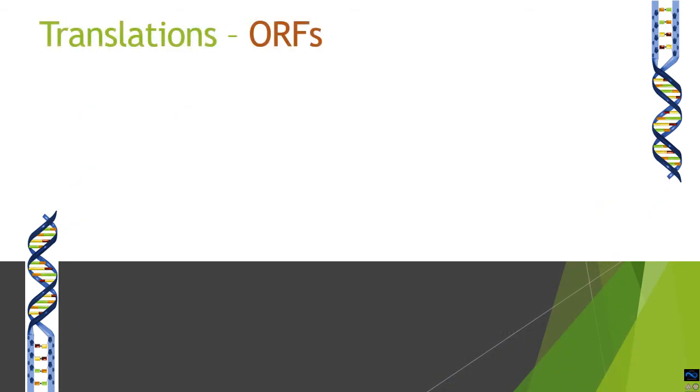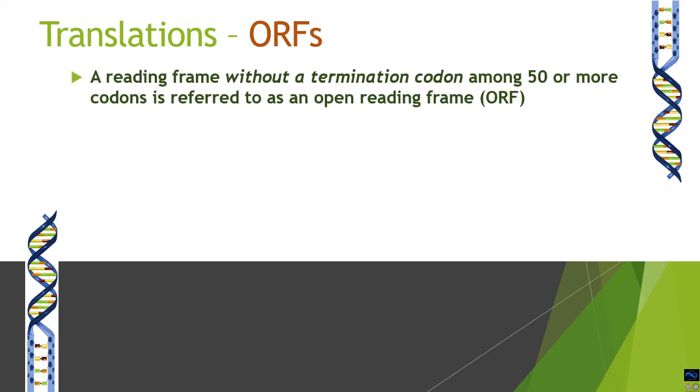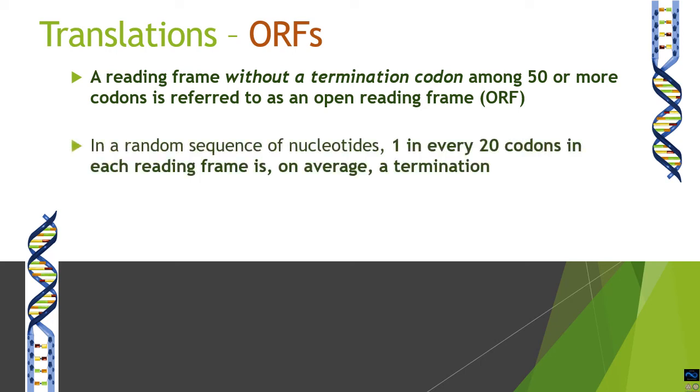Another aspect of translation is the open reading frame. The concept of reading frame is the run of nucleotides which can be read before a termination codon terminates it, and is usually referred to as the open reading frame. So the open reading frame is the run of nucleotides within the gene or within the sequence of an mRNA which can be read. And as we know, in a random sequence of nucleotides, one in every 20 codons in the reading frame is on average a termination codon.